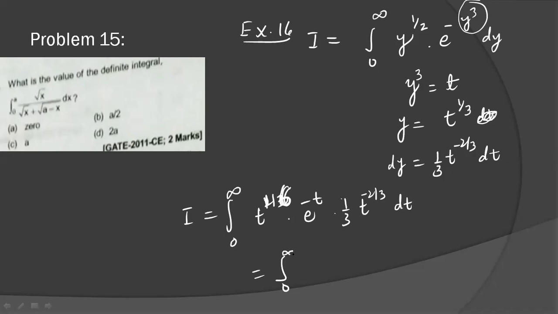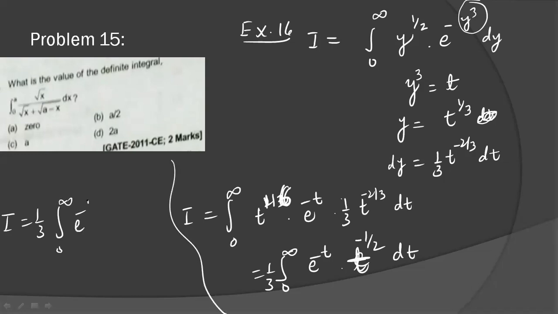So it will be the integral from 0 to infinity of e to the power minus t; 1 by 3 you can take outside. t to the power 1 by 6 minus 2 by 3 will be minus 1 by 2 dt. Now you can write like this: 1 by 3, integral from 0 to infinity of e to the power minus t, t to the power 1 by 2 minus 1 dt.